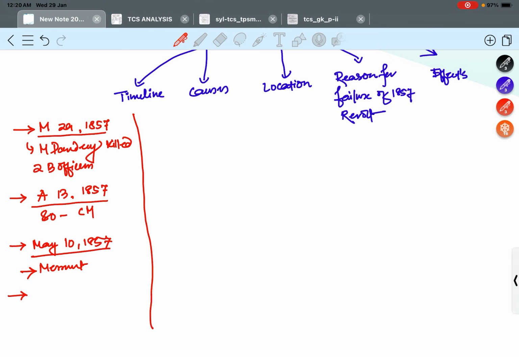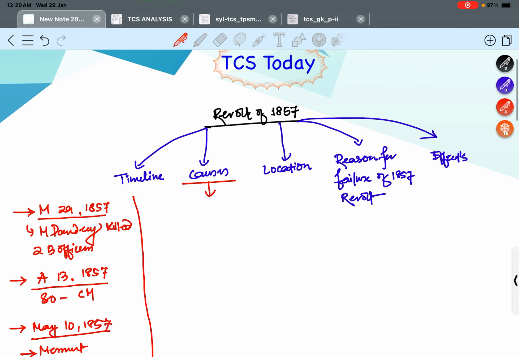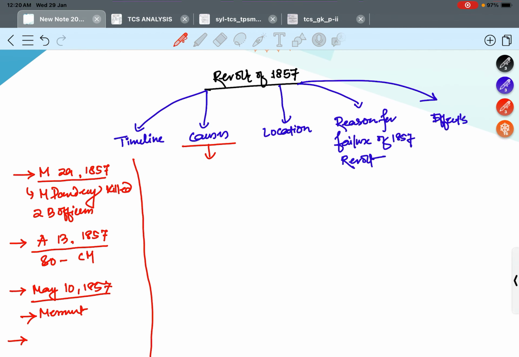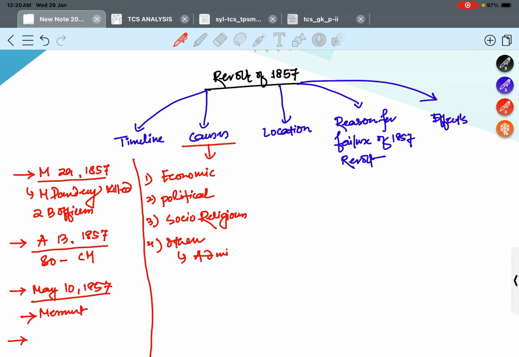In the timeline section, they can ask questions. From the causes section: what were the actual causes of this revolution, this revolt? There are many causes. You have to segregate those causes, like economic causes, political causes, socio-religious causes, and other causes. In the others, it may come like administrative, etc. So in the economic causes, there are a few economic causes.